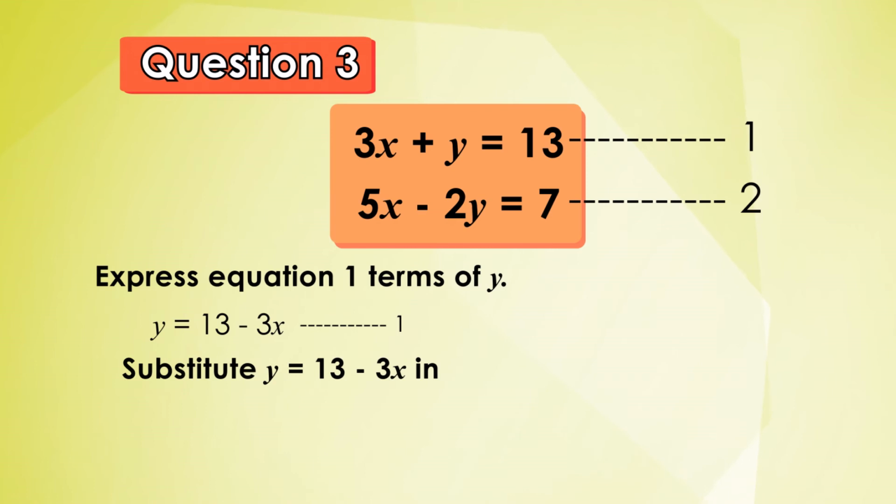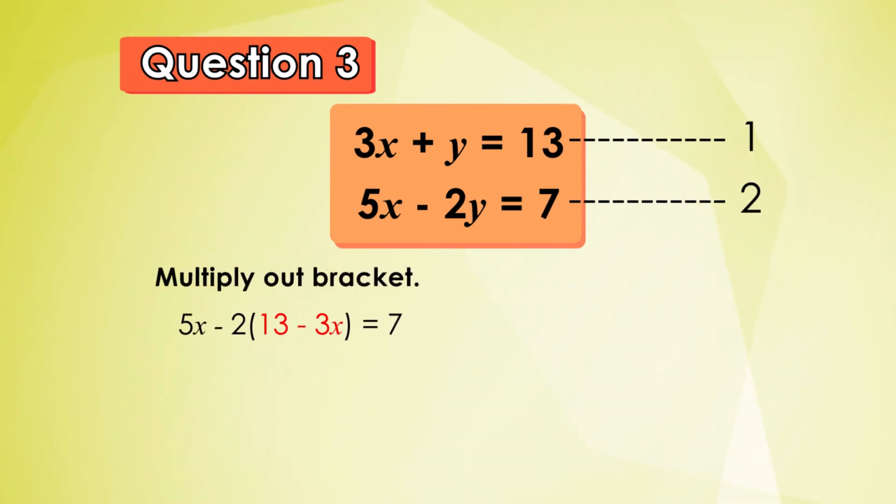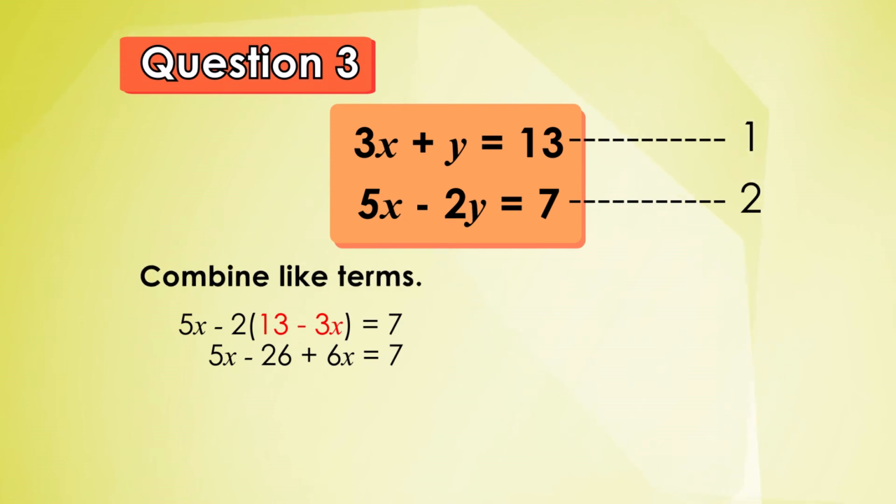Next, substitute this expression for y in equation 2 and solve for x. 5x subtract 2 multiplied by 13 subtract 3x equals 7. Multiply out the bracket. 5x minus 26 plus 6x equals 7. Combine like terms, x on one side, numbers on the other. 11x equals 33.